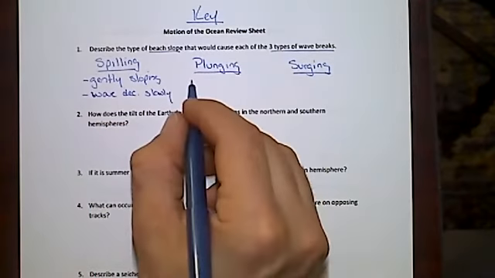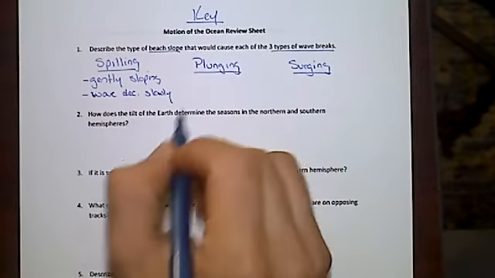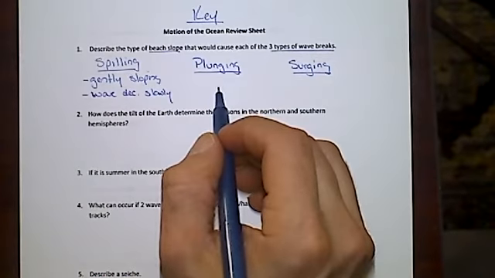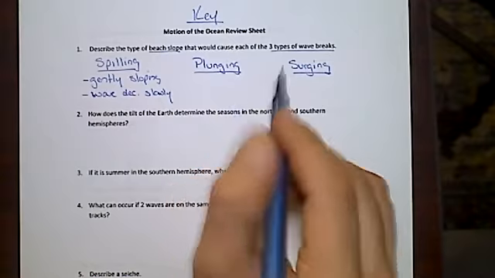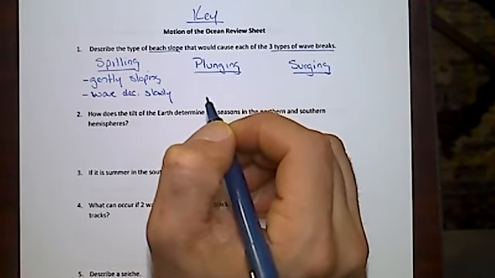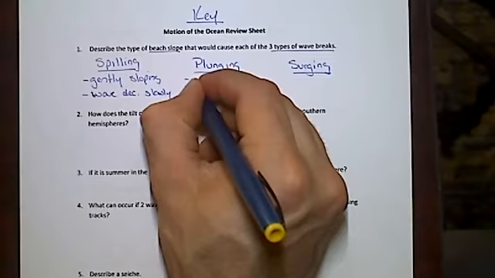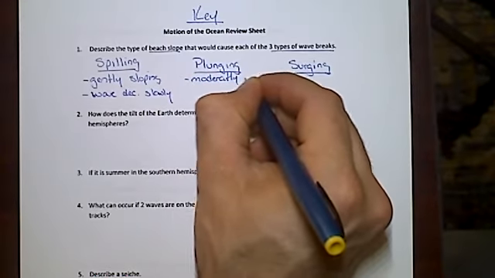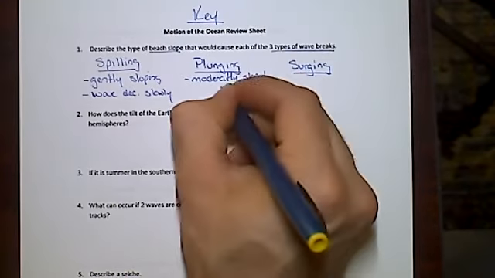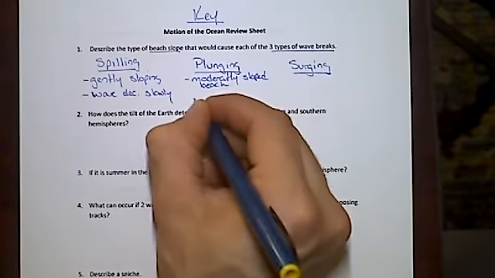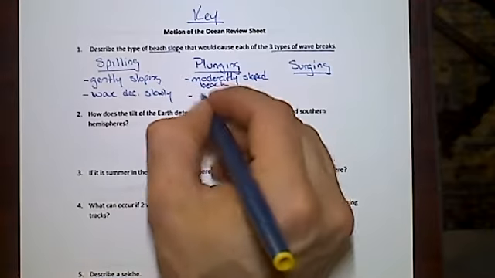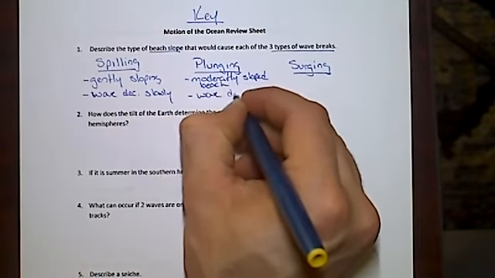With a plunging breaker, and you'll see why I wrote them in this order in just a second, we have a moderately steep beach. For this one, the top of the wave flies over the bottom, and the wave decelerates very quickly.